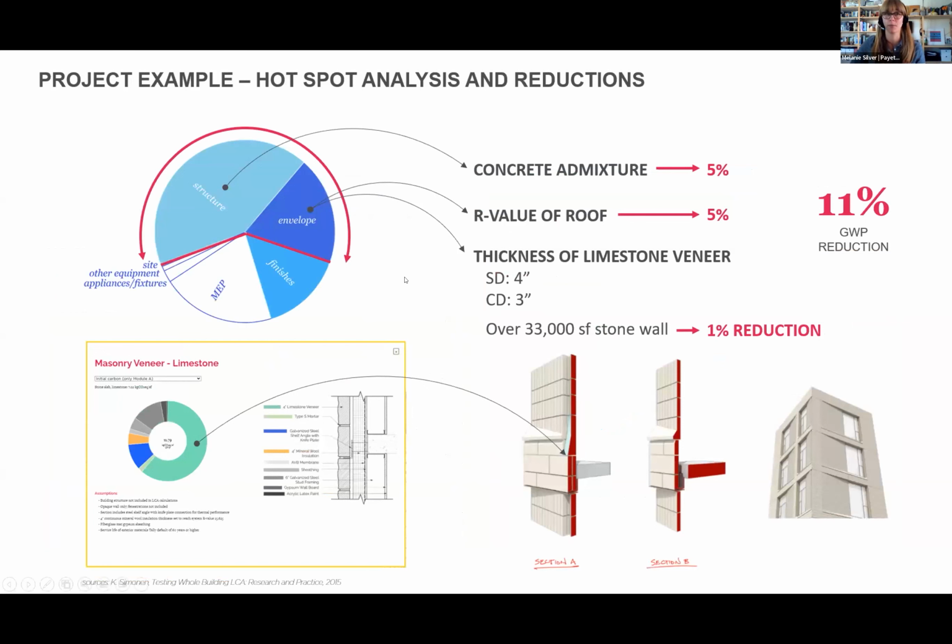And we actually used this on a project when we were doing that analysis. We had a project that had a 4-inch limestone veneer, and we were able to make some changes to the design without totally changing everything. We were just able to reduce the thickness of those masonry veneer pieces and get an overall 1% reduction in our whole building LCA from that decision, which contributed to us getting the over 10% reduction for the LEED points.